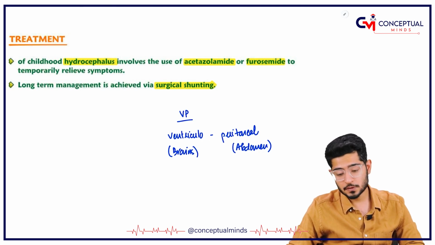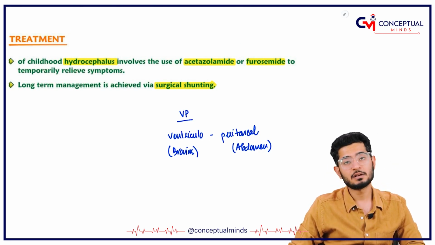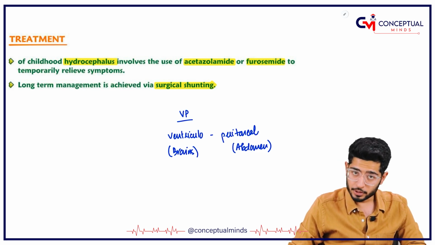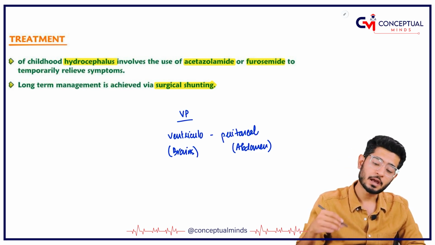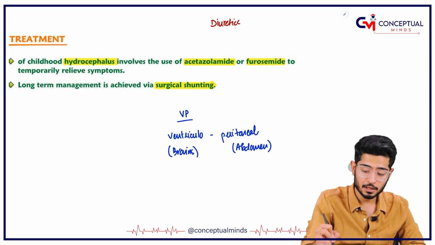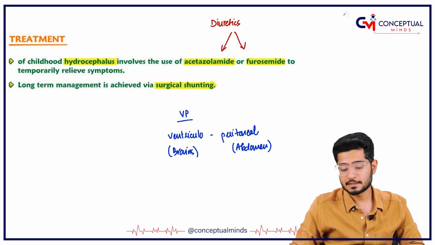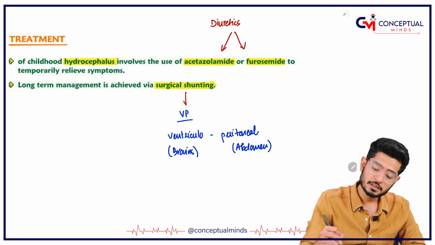And what is going to be the treatment? See, the problem with hydrocephalus is increase in amount of fluids. So in order to decrease the fluid, we have to give diuretics. So acetazolamide, furosemide, these are given, and of course surgical shunting is done.